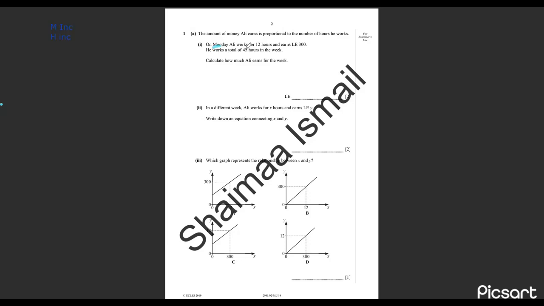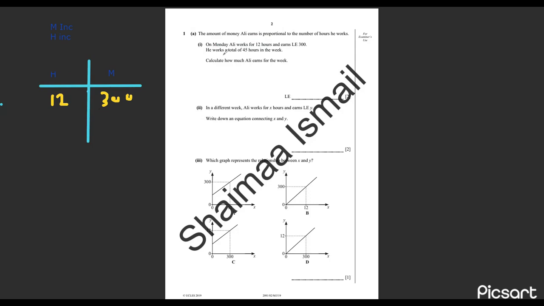So here, in one day, Ali works for 12 hours. For these questions, we just need to split the numbers: the number of hours in one corner and the money he earned for the same hours in another. He worked for 12 hours, and he earned 300.